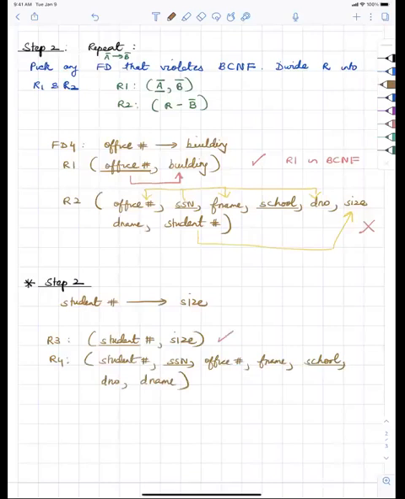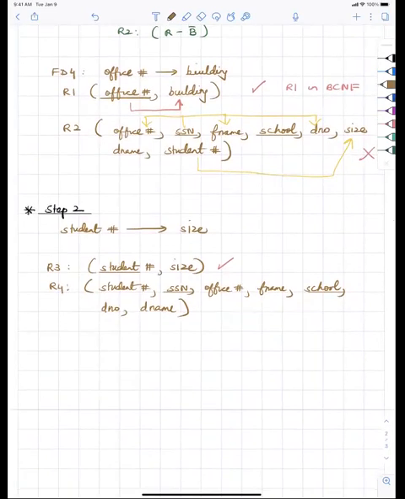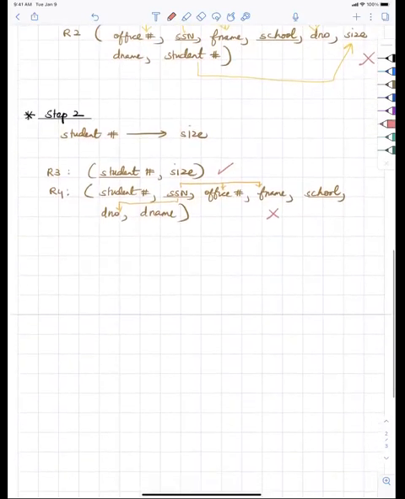So let's pull out the social security number violation. So we have social security number determines student number. What is social? Oh, it doesn't determine student. Social security number determines first name, office number, and department number. So we're going to pull that one out. So R4 is not in Boyce Codd normal form. So we keep doing step 2 again.